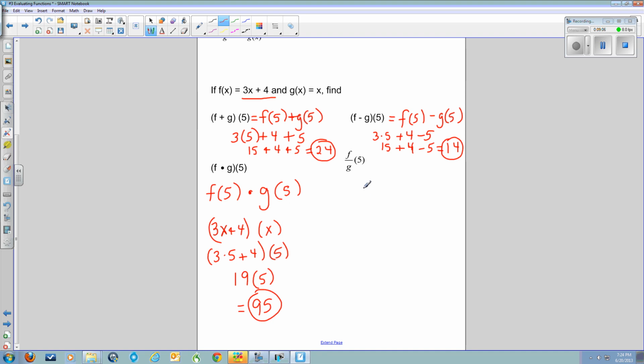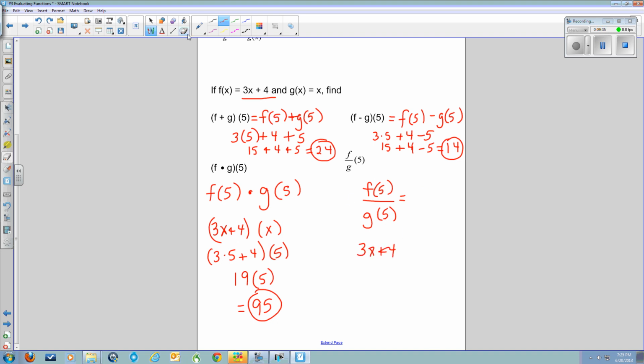And for the last one, we have f divided by g of 5. So that means we're going to be saying f of 5 over g of 5. Now remember, we're just plugging our numbers in. So I'm saying if f of x is 3x plus 4, so you can think of it that way, 3x plus 4.